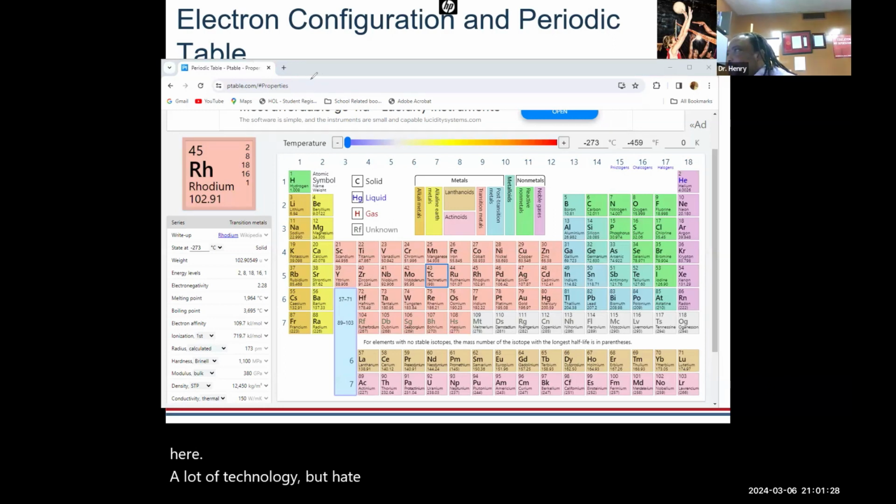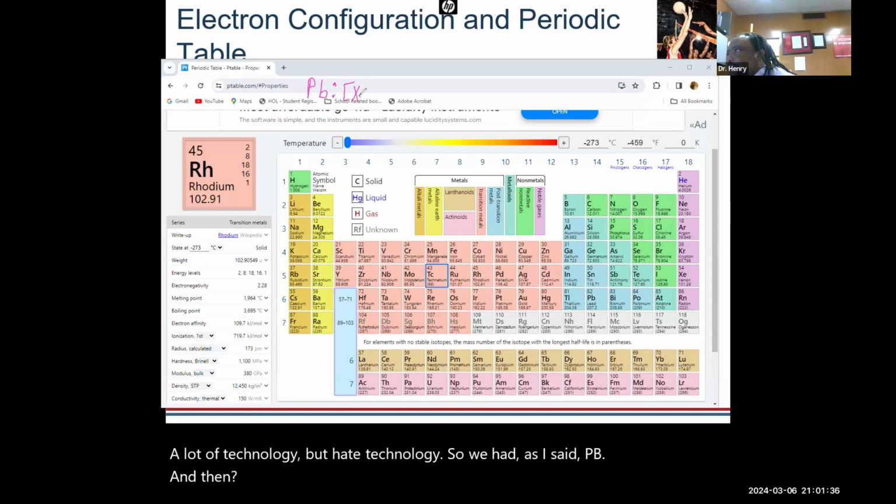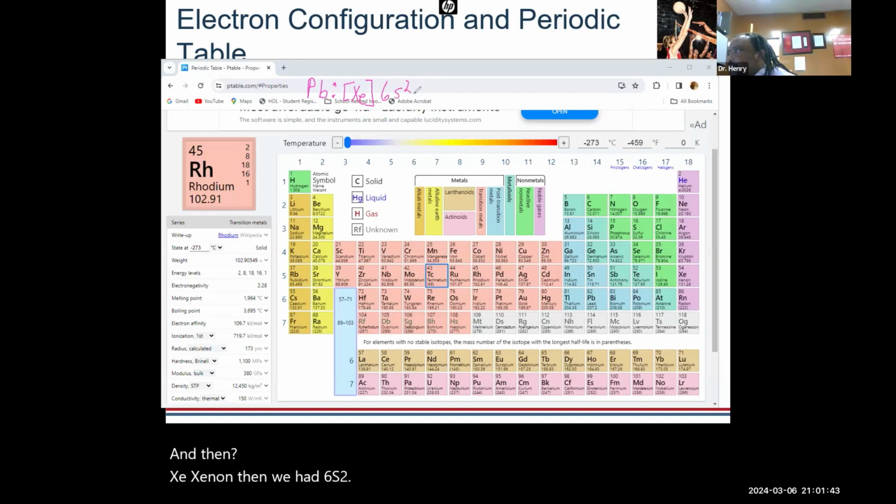So we had, as I said, Pb. Then it's Xe, xenon. Then we had 6s2, and we decided it was 4F. What is the maximum that we can hold in our F? 14. And so that takes care of all of these guys down here.